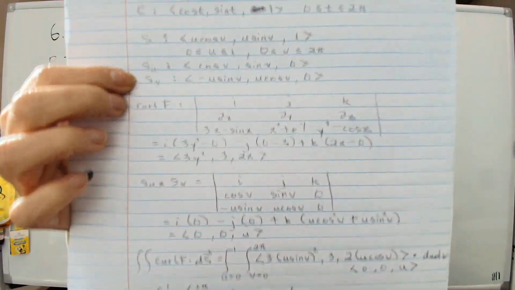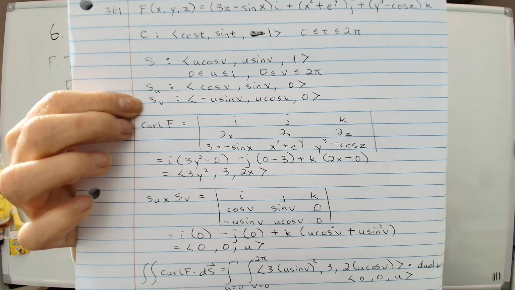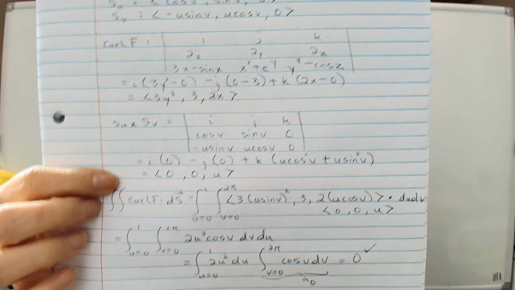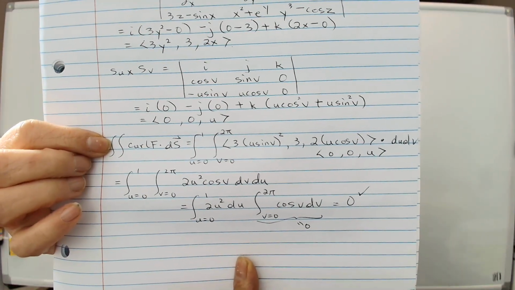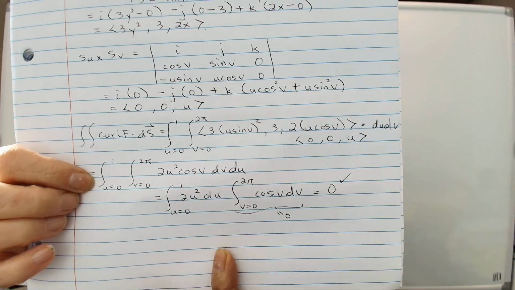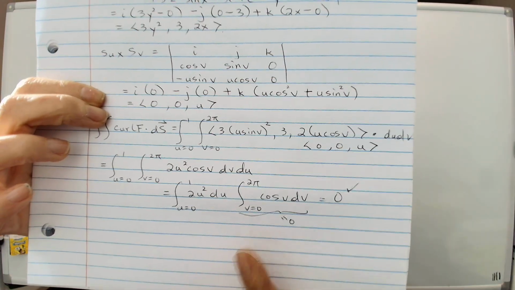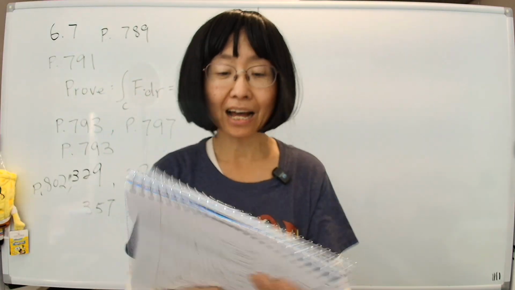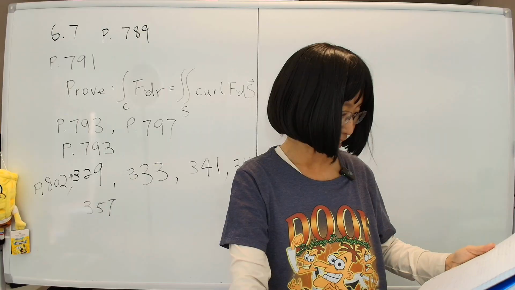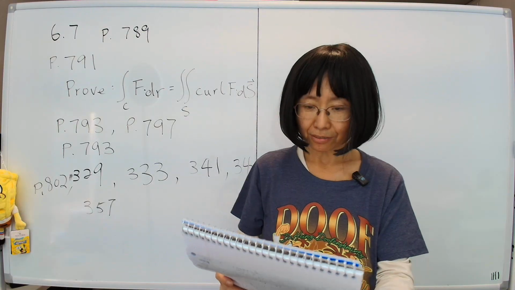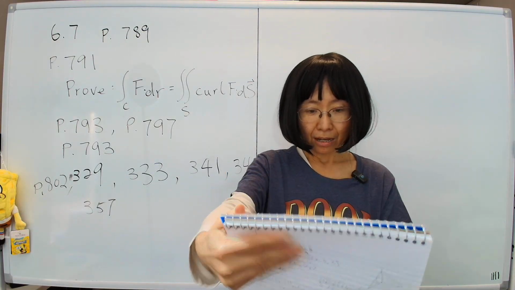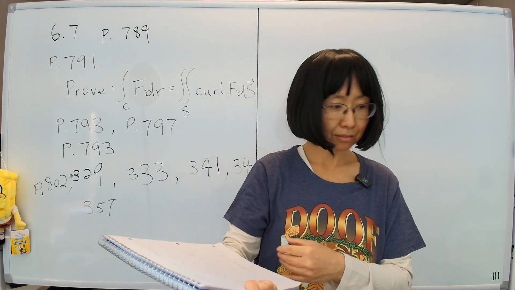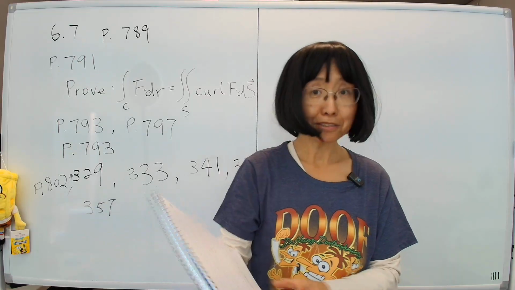Once we've done the parameterization, the rest comes out. We calculate s_u, s_v, curl F, s_u cross s_v, and curl F dot dS, which is the dot product of those things, and then do the integration. It ends up being 0, because the integral of cosine from 0 to 2 pi is 0, so the whole thing ends up being 0. So that's that. I also decided to do 365, which happened to be similar to the problem we just did, 361. So it goes pretty fast, okay?